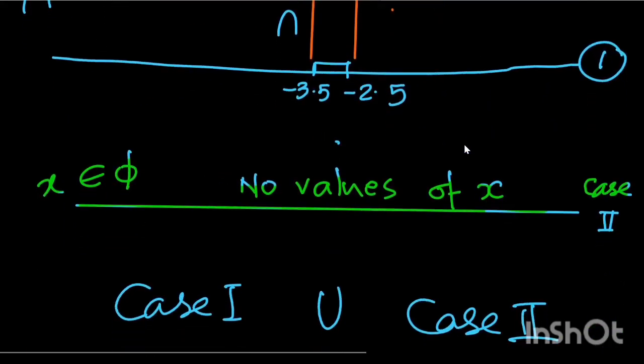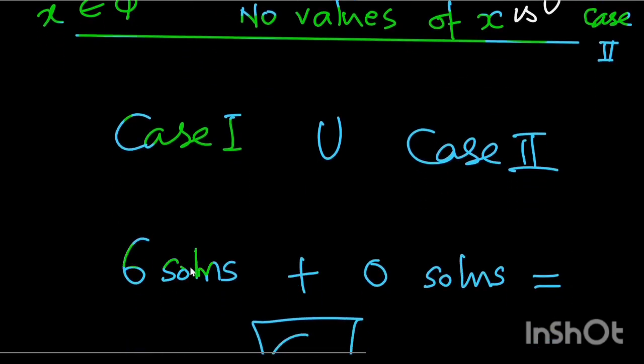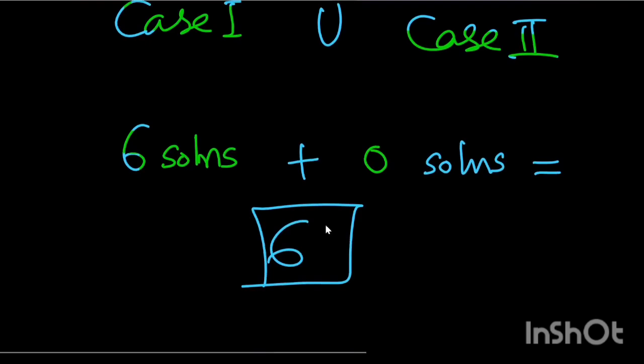So in case 2, the number of values of x that we got is 0. For the final solution, the number of integral values, we will add the number of values that we obtained from case 1, which was 6 solutions, and case 2, which came out to be 0. So eventually the number of solutions that we got from both the cases came out to be 6.